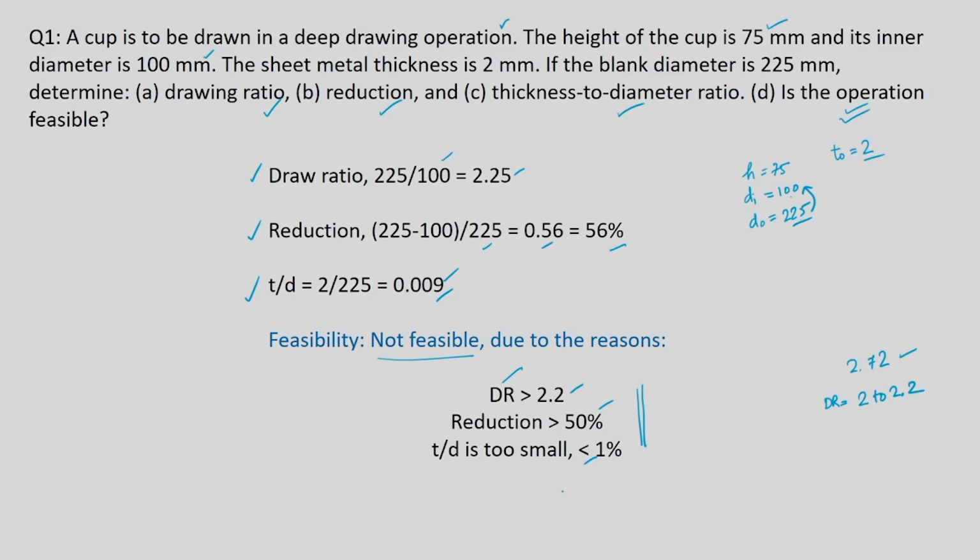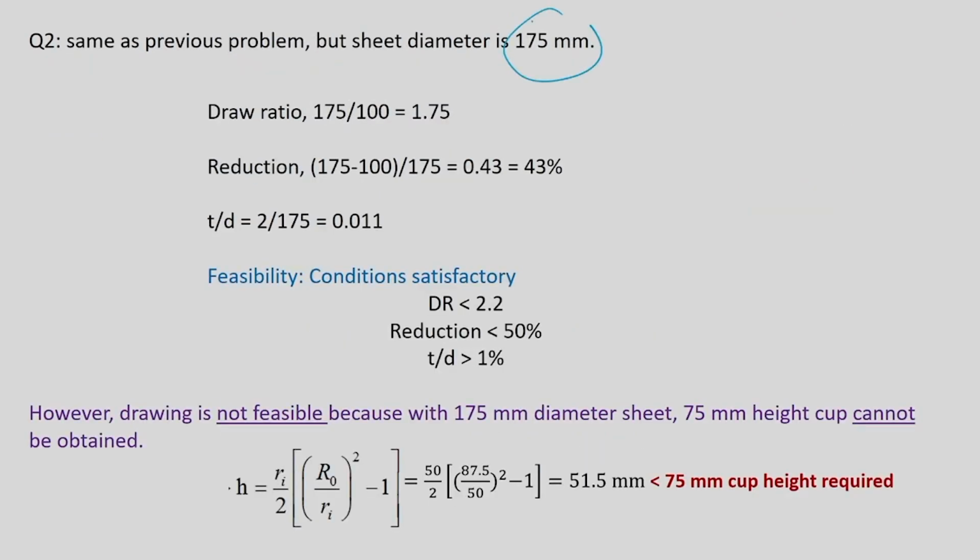Suppose you want to change this, suppose 225 is not the case. Let us keep the initial sheet diameter as 175. That is your second problem. Question 2 is the same as the previous problem, but the sheet diameter is 175. What is the draw ratio? 175 by 100, 1.75, fine. It is less than 2 or 2.2, accepted. Reduction, 175 minus 100 divided by 175, is about 43%, less than 50, fine. T by D is greater than 1%, not too small.